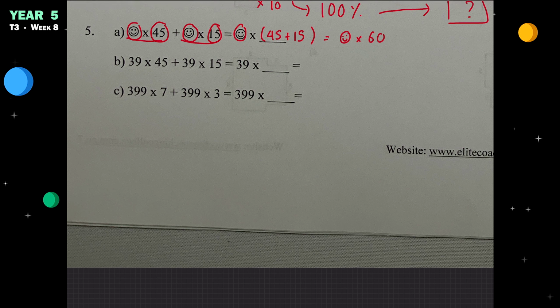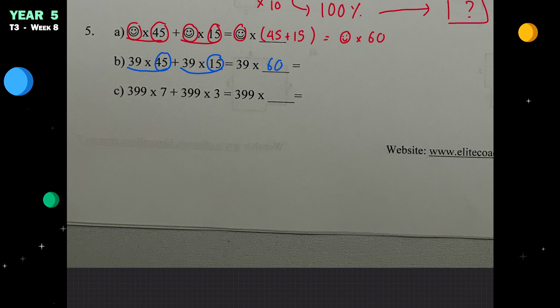Next one I'm going to put in blue. Again, we have this quick method. We got 39 times 45 plus 39 times 15. Because they both have 39 in them, we can just add these two numbers together and we get 39 times 60.